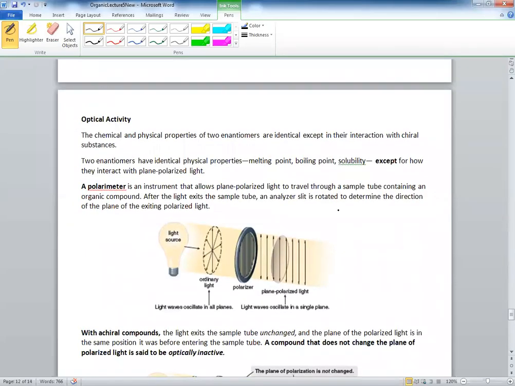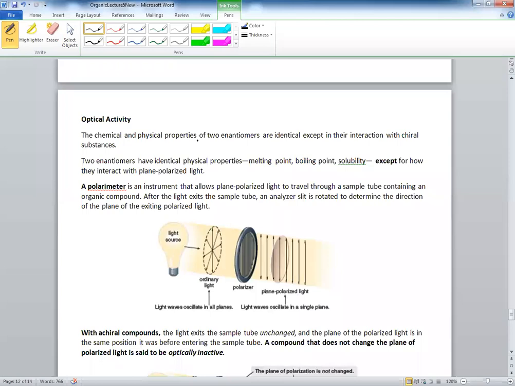Lastly is optical activity. When it comes to molecules, they display optical activity, meaning how they interact with plane polarized light. This is an important thing. We're not going to do the calculation part of this, the enantiomeric excess, all of that. But optical activity is an important property to mention.